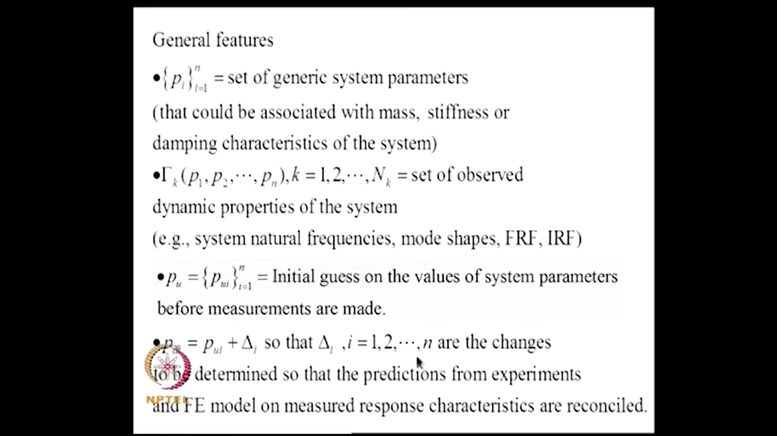So, these delta 1, delta 2 and so on are the changes to be determined, so that the predictions from the experiments and the FE model on measured response characteristics are reconciled. I have to clarify what this reconciliation means. It has to be quantified. So, we will see what it means.